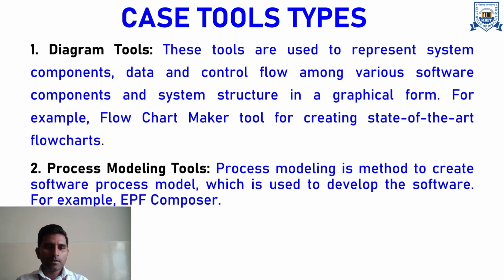Second one is process modeling tools. Process modeling is a method to create a software process model which is used to develop the software. Like we have discussed various types of software process models: waterfall model, spiral model, iterative model, RAD model. So if you are going for automation of these software process models, then you can use process modeling tools. One of the popular process modeling tools that is widely utilized in the IT industry is EPF Composer.